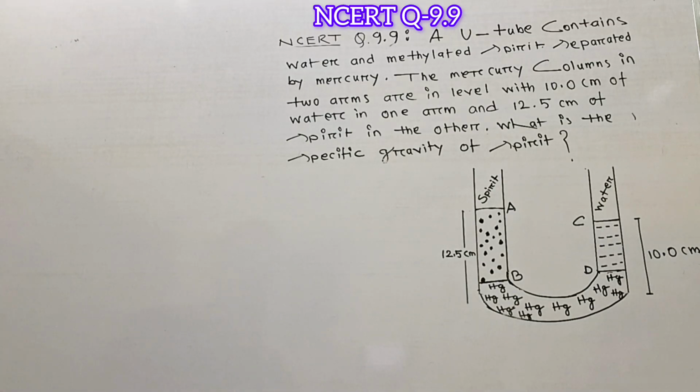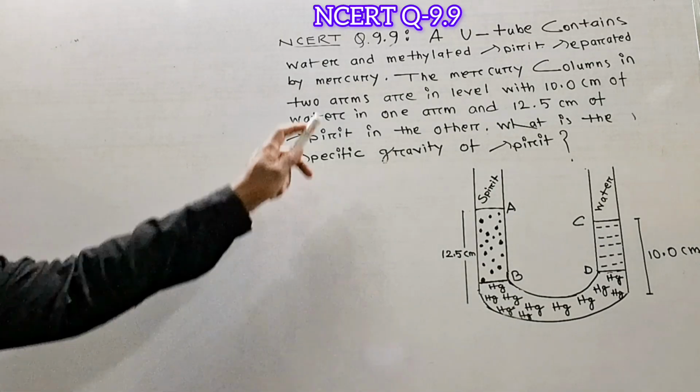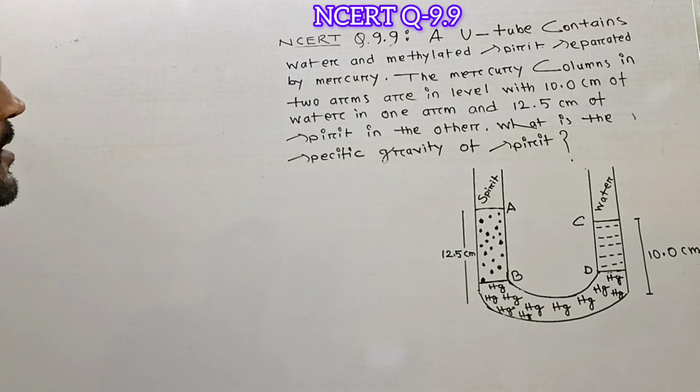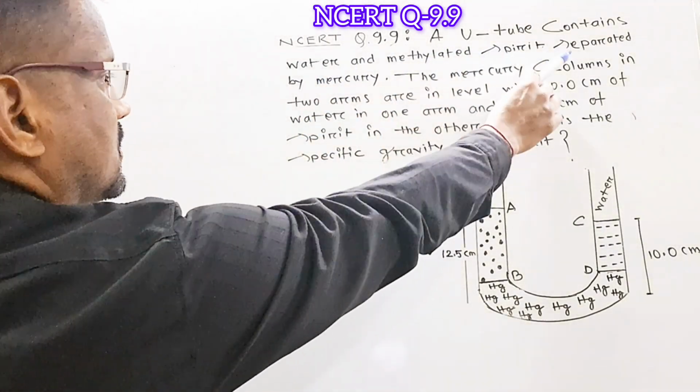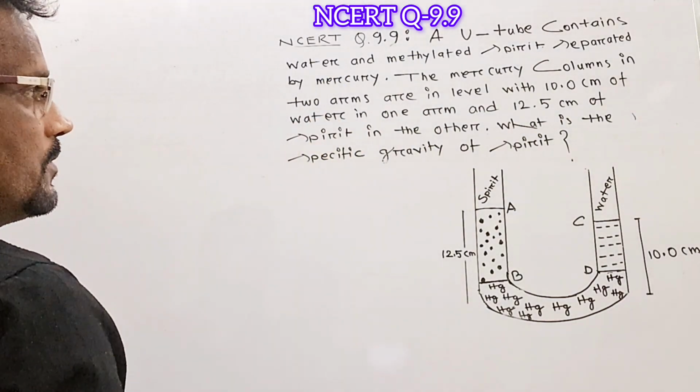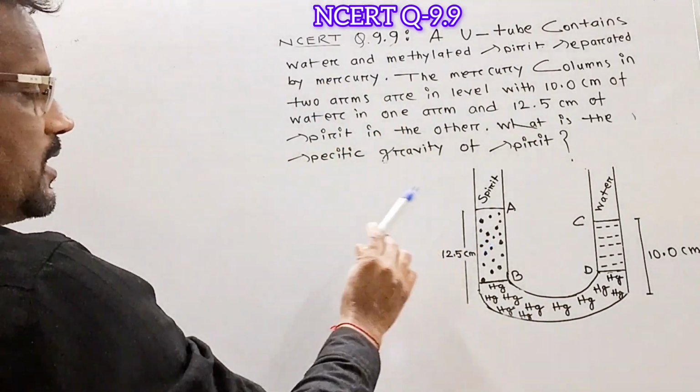Mechanical properties of fluid. Now let us see question number 9, an NCERT question. In this question it is asked, a U-tube contains water and methylated spirit separated by mercury. Let us understand the question by this diagram.